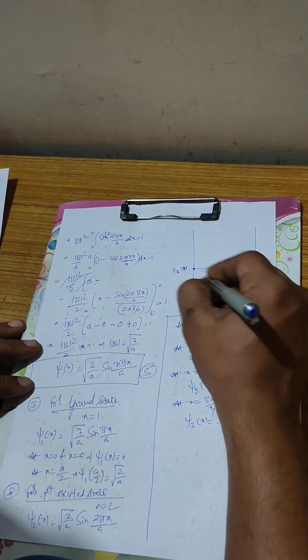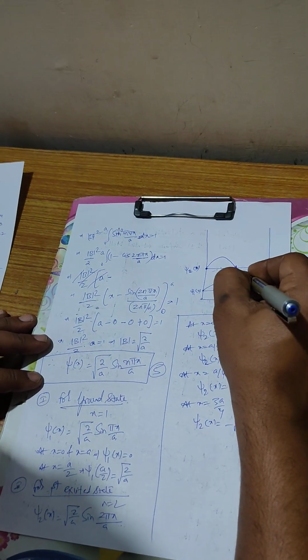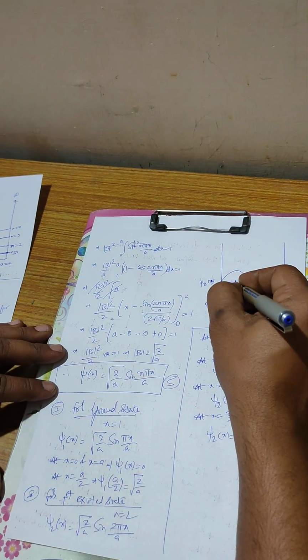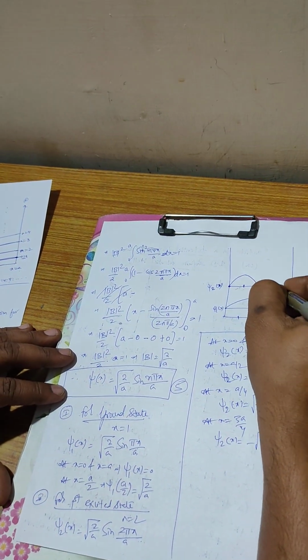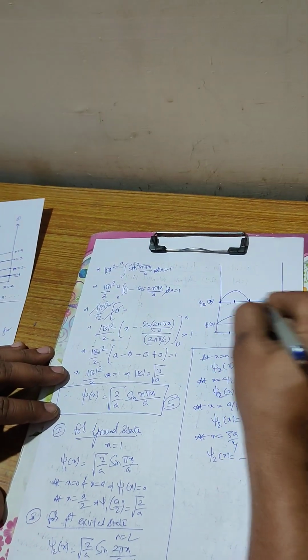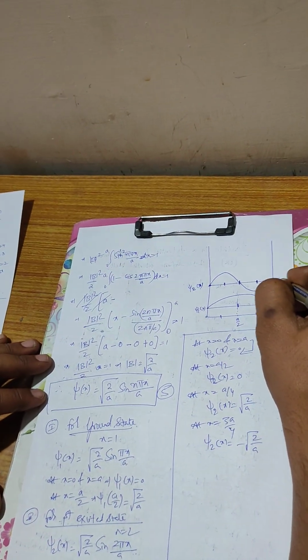So if you draw this probability function, it appears like this. Here the probability of locating the electron is maximum, that is at a by 4. Here the probability of locating the electron is maximum, that is at 3a by 4. Here and here it is maximum. But at these points, the probability is 0, in the first excited state.